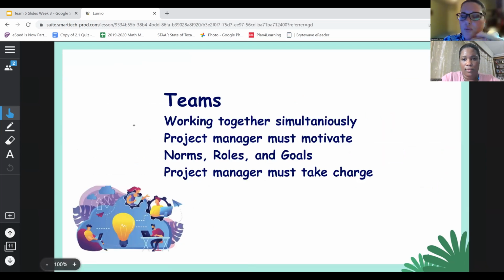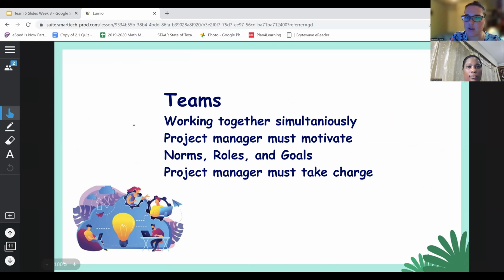So teams, when you are building a team, you have to get everybody to work together simultaneously. And you need them to be a well-oiled machine. And there's kind of a beginning, a middle, and an end stage to that. At the very beginning, you must set norms, roles, and goals.